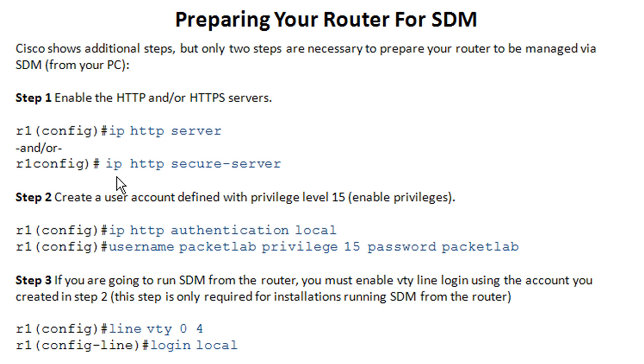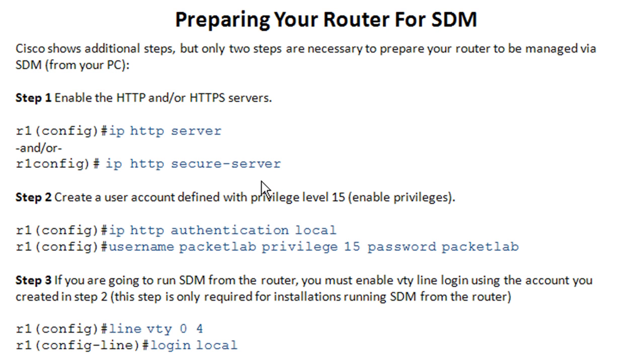For HTTPS, it would be the same command, except you're going to have ip http secure-server. I would recommend using HTTPS rather than HTTP because your PC is going to be communicating with your router, and it's going to be pulling a whole lot of information off of there, like your full running configuration, some other stuff on there. So just in the interest of security, I would use HTTPS.